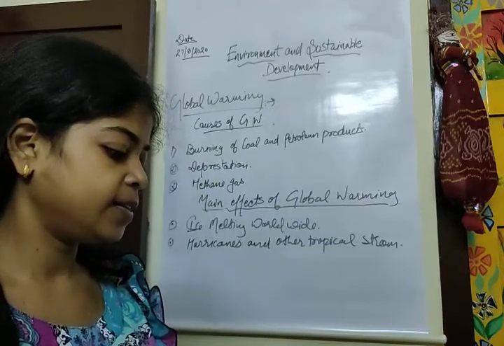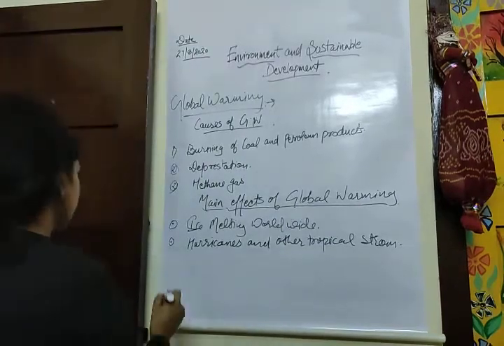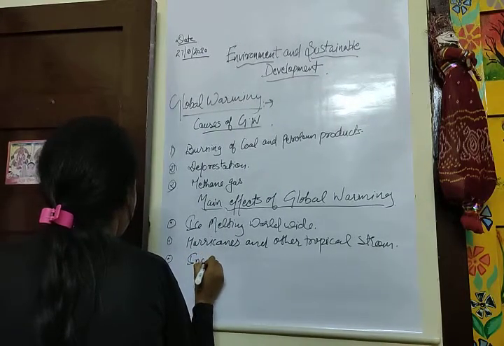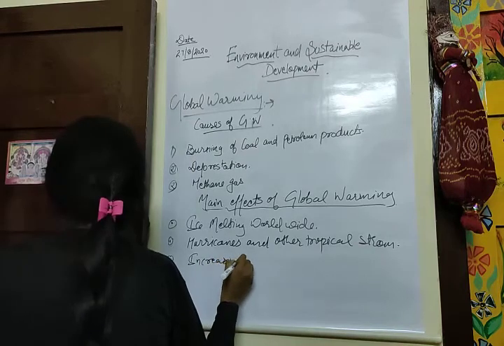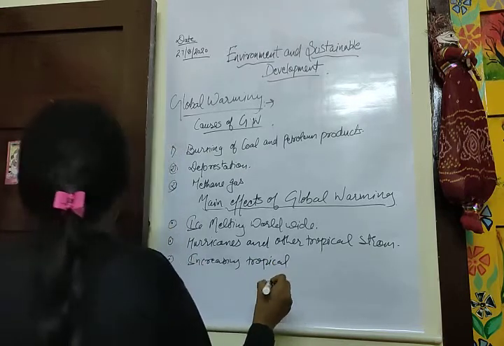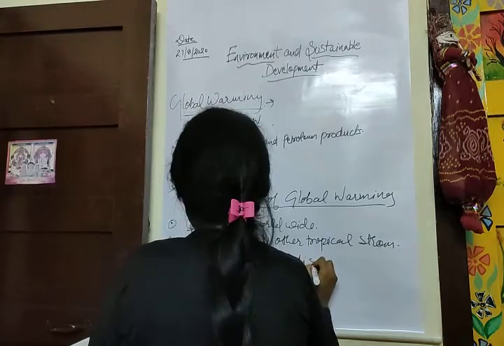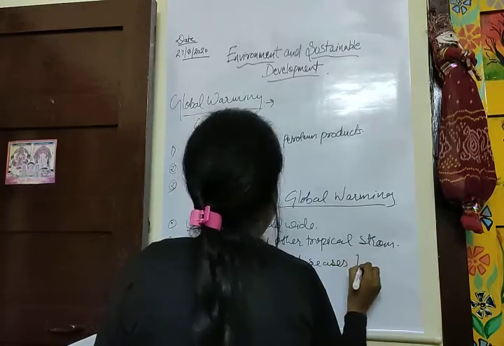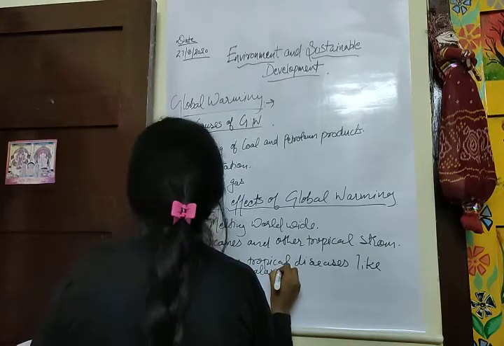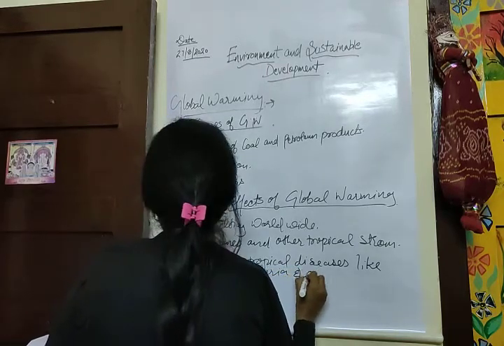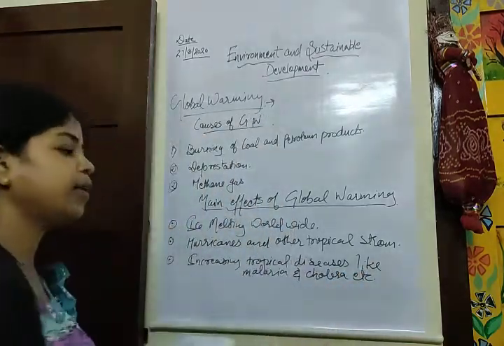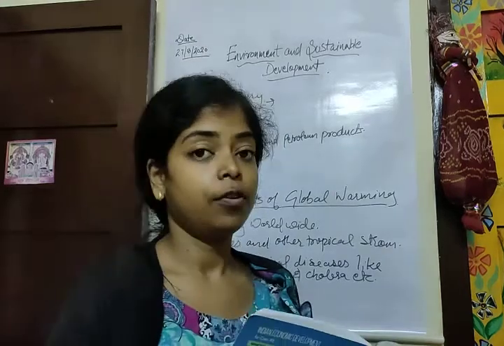Next is the increased incidence of tropical diseases like malaria and cholera, etc. The diseases like malaria and cholera are increasing because of global warming.